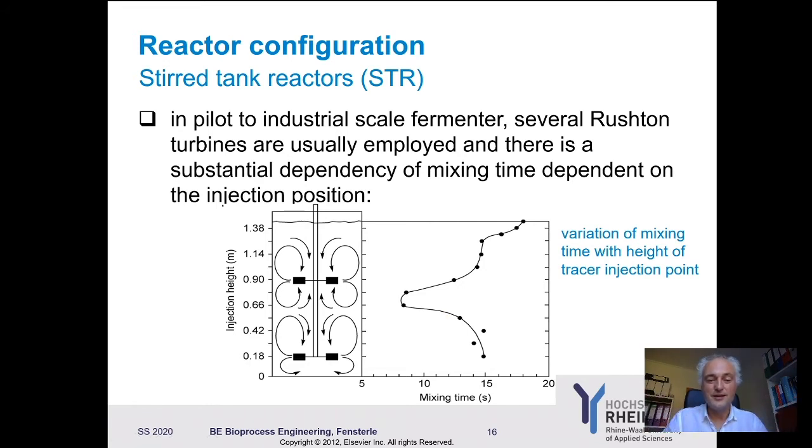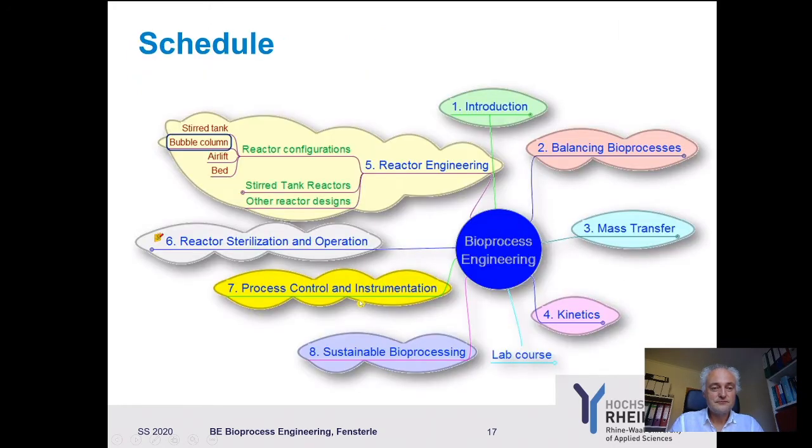So obviously if you inject here and measure here, or inject here and measure here, that's fine. But if you inject here and measure here, this will take longer. And this is then, I would say, the most unfavorable one. And you see, you can plot that as a variation of the mixing time as a function of where you inject your tracer. So that's obvious. Okay, so that's about stirred tank reactors and mixing time.